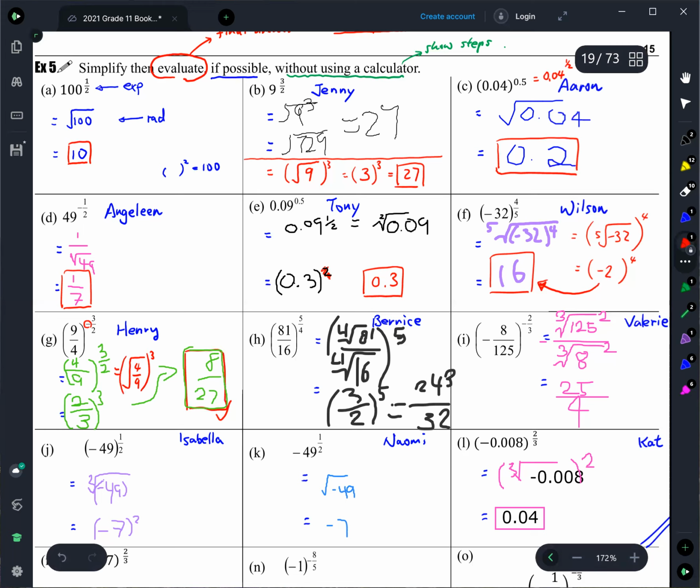All right, Bernice's answer. Let's take a look. She wrote it as a fourth root. Very good. Bring it down to the 3/2, and to the fifth. 2, 4, 3/32. That's correct.